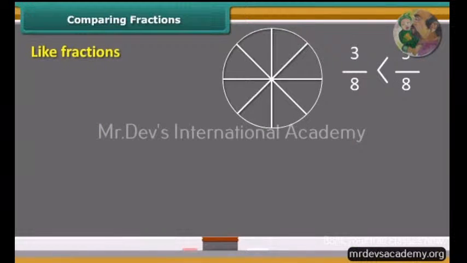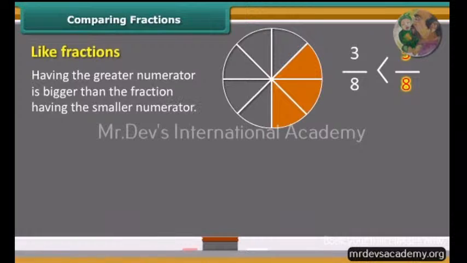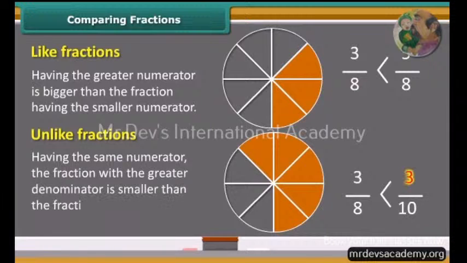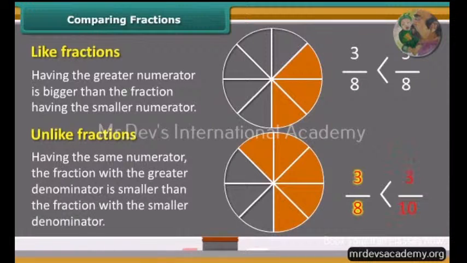In like fractions, the fraction having the greater numerator is bigger than the fraction having the smaller numerator. In case of the unlike fractions having the same numerator, the fraction with the greater denominator is smaller than the fraction with the smaller denominator.